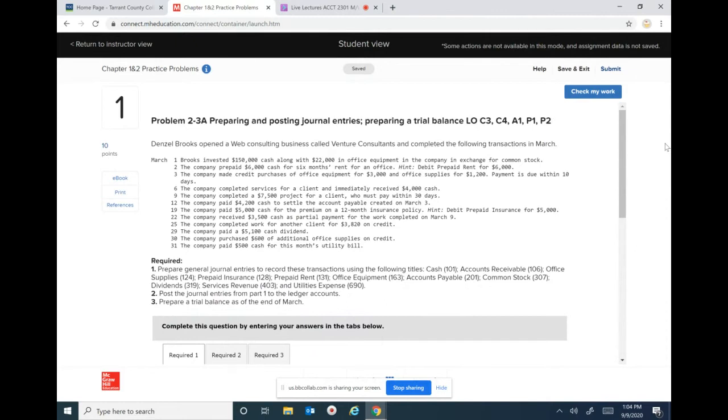We'll look at several different types of transactions. We'll analyze them like we did in chapter 1. Then we'll go ahead and journalize them. I'll show you how to do the journal entries. I will also show you how to do a few postings. And then we'll prepare a trial balance. In addition to that, I have included another problem. So problem 2 will help us prepare financial statements. So let's go ahead and get started.